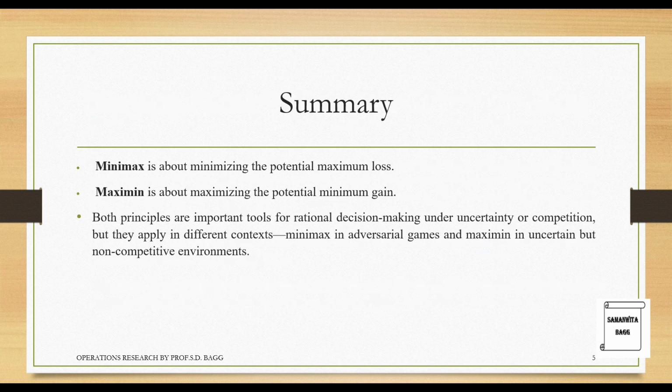Summary: Minimax is about minimizing the potential maximum loss. Maximin is about maximizing the potential minimum gain. Both principles are important tools for rational decision making under uncertainty or competition, but they apply in different contexts. Minimax in adversarial games and Maximin in uncertain but non-competitive environments.